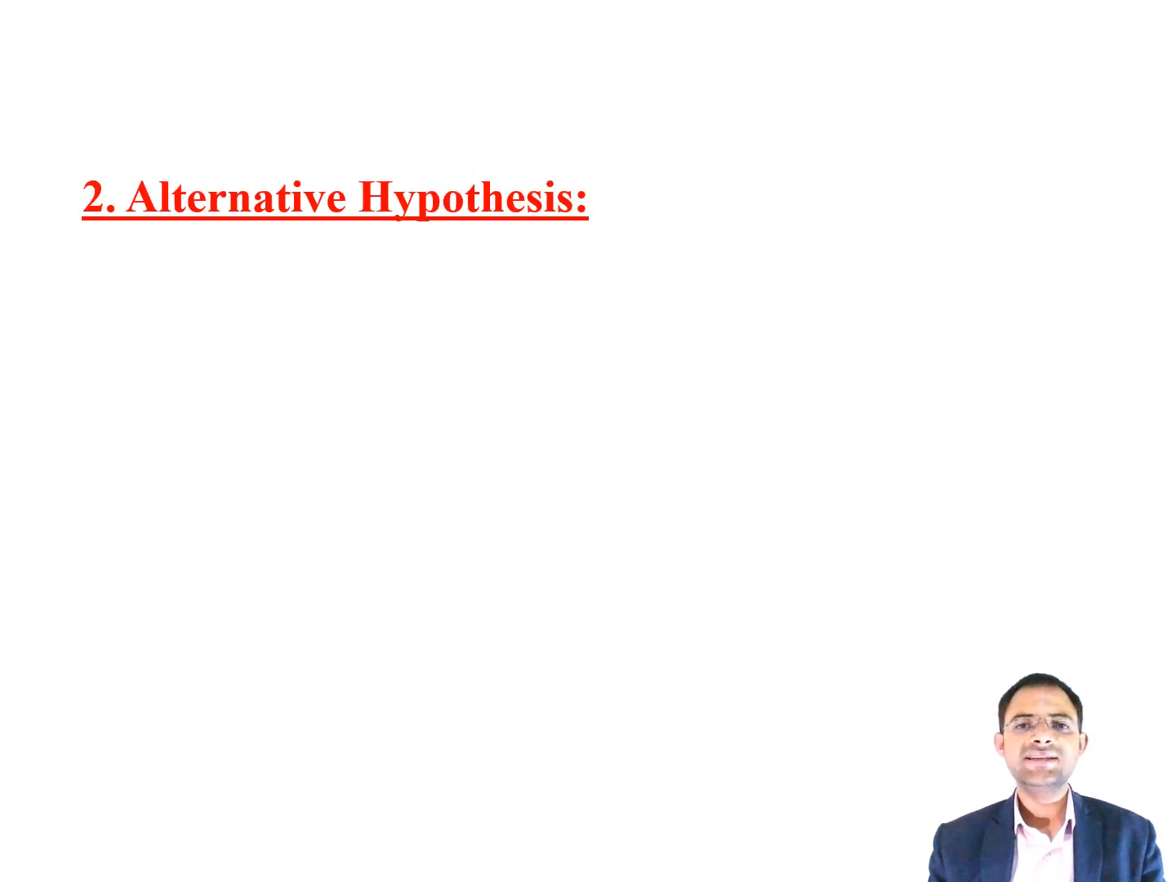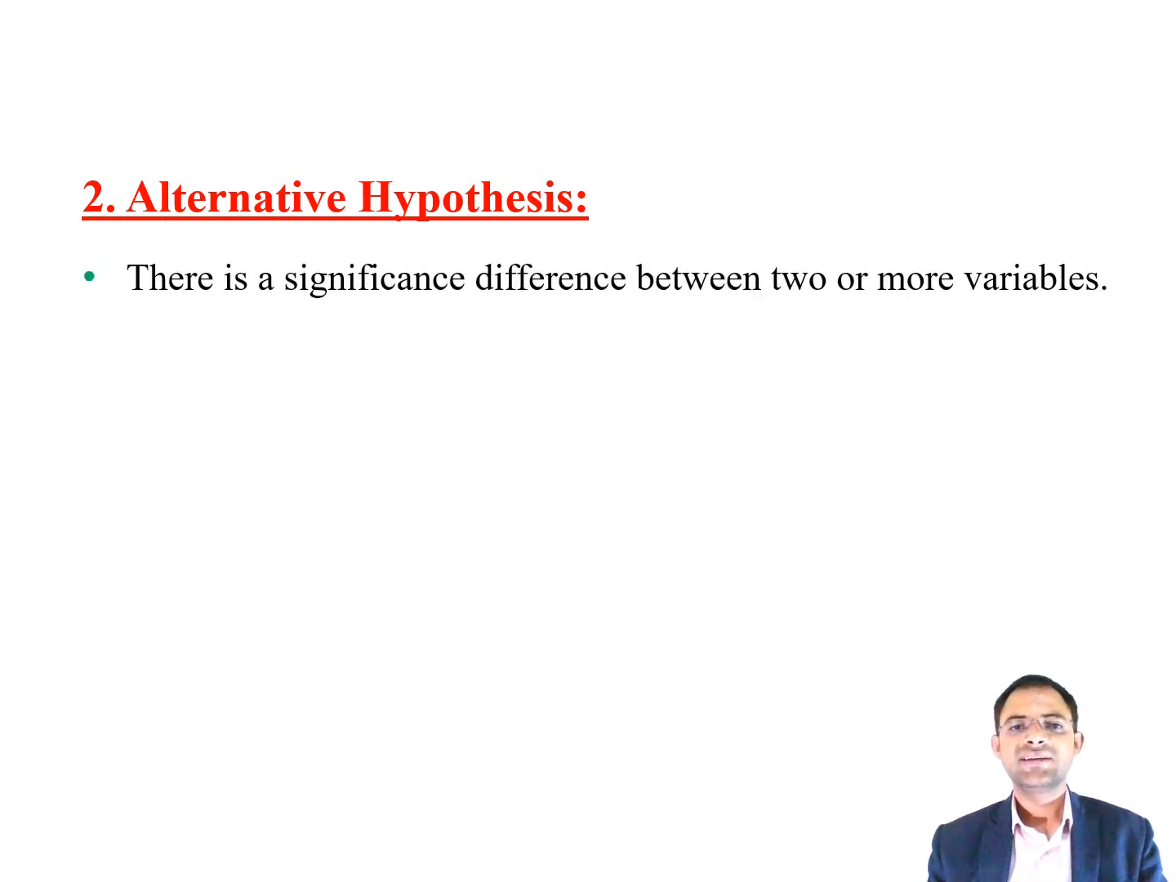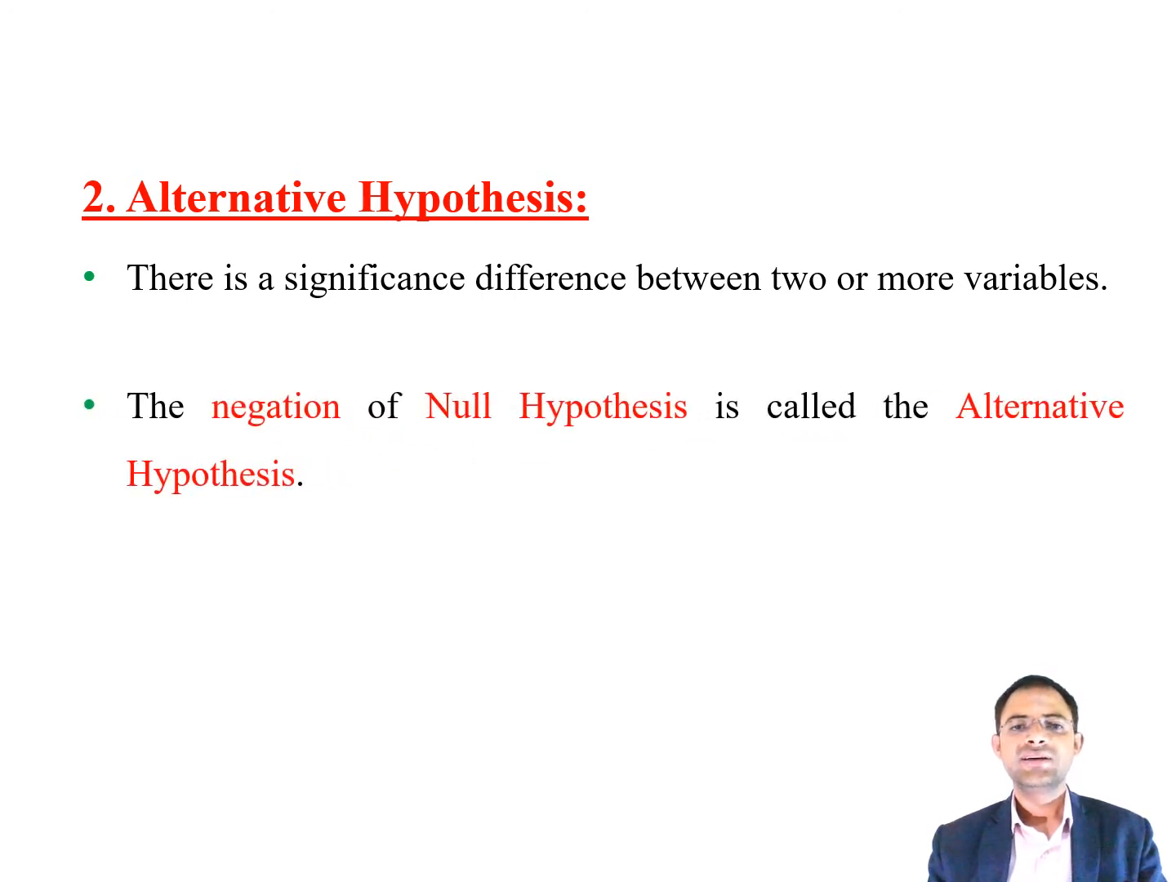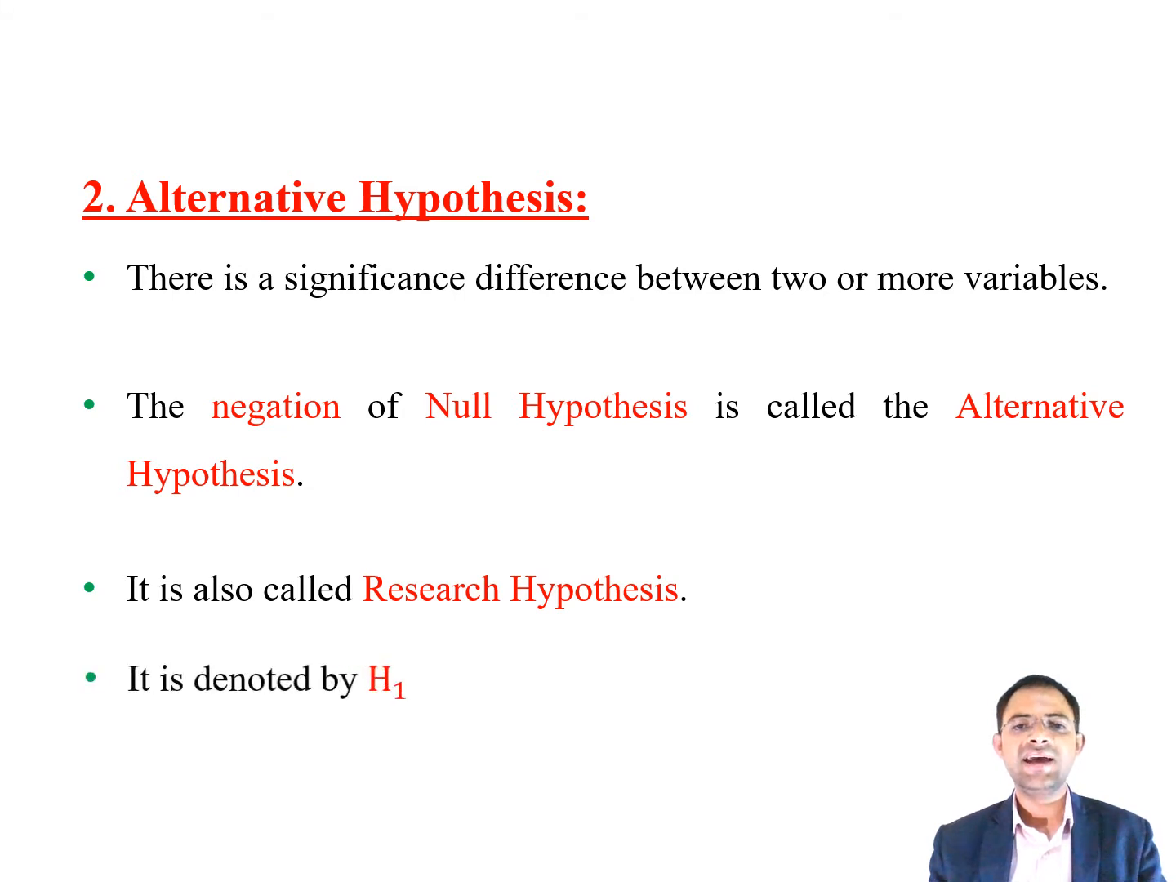The second one is the alternative hypothesis. The alternative hypothesis contradicts the null hypothesis. There is a significant difference between two or more variables in the case of the alternative hypothesis. Thus, the negation of the null hypothesis is called the alternative hypothesis. It is also called the research hypothesis and it is denoted by H1.